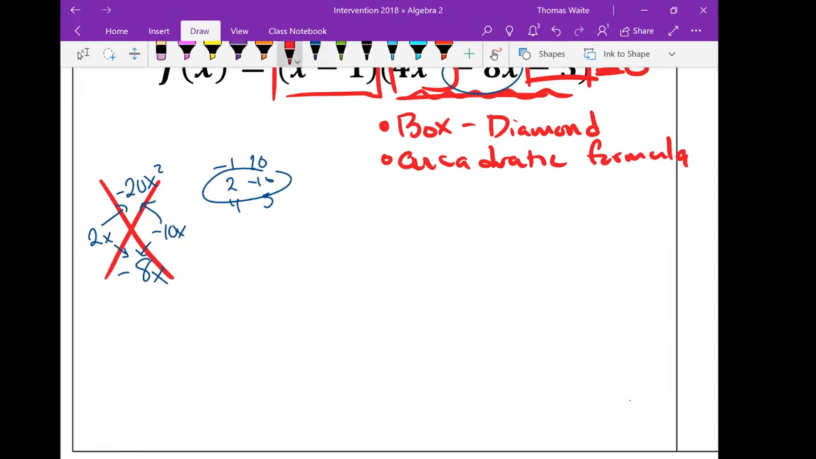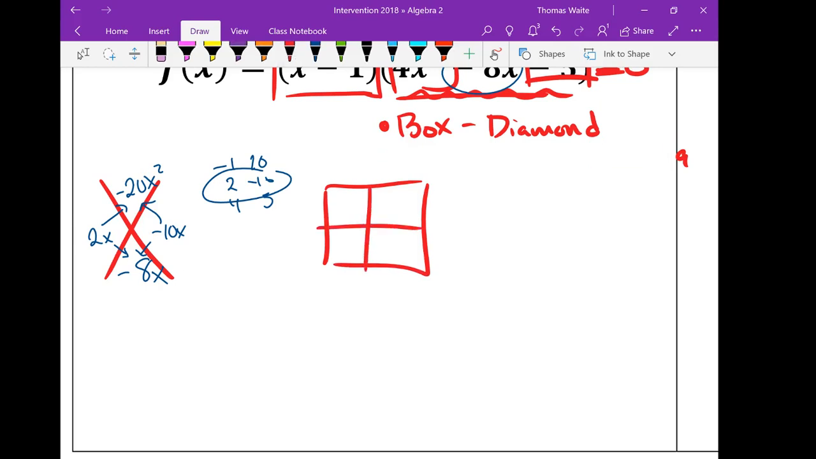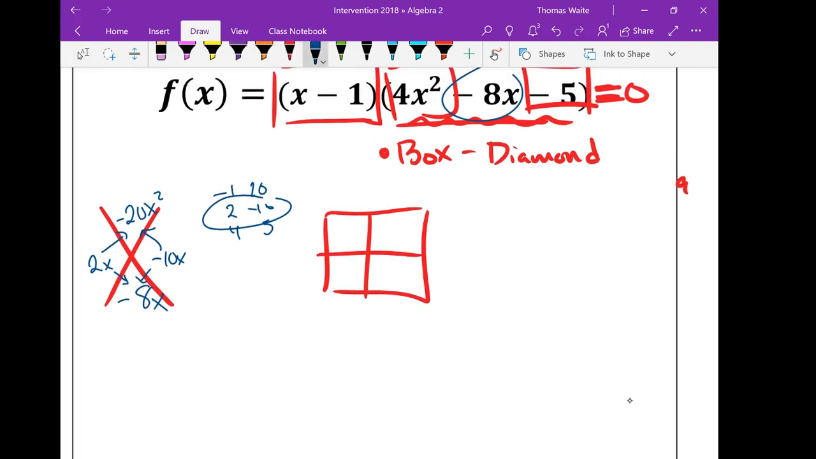And then I'll make my box really quick. Box is just us figuring out which terms multiply. So the first term is going to be our 4x squared, the ax squared term. Last term is going to be -5. And on each of the sides, we put in the terms we filled in. So 2x and -10x.